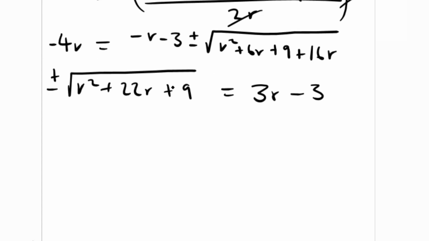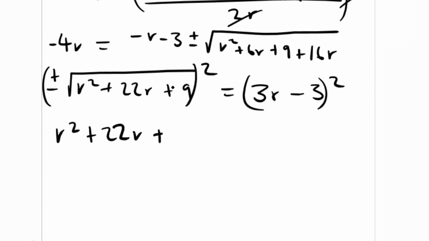We put everything inside the bracket and square both sides. The plus or minus here is going to be a plus, because minus times minus is a plus, and plus times plus is a plus. The square root is removed by the square, and we have r squared plus 22r plus 9 as our answer there.